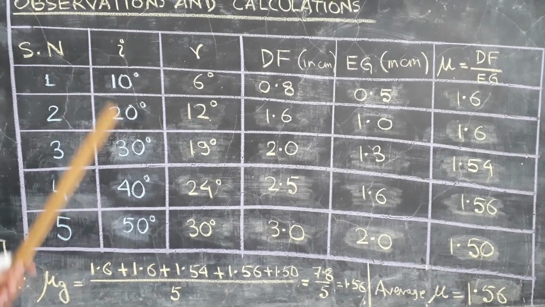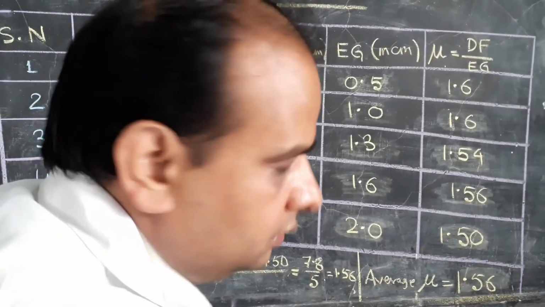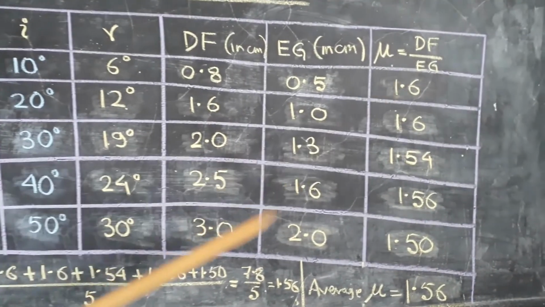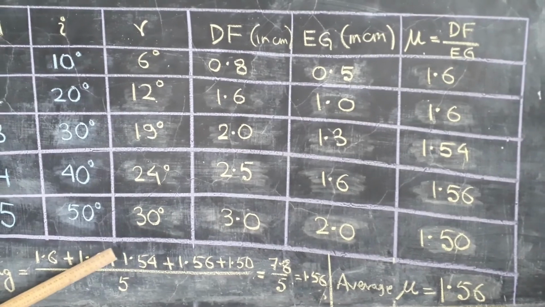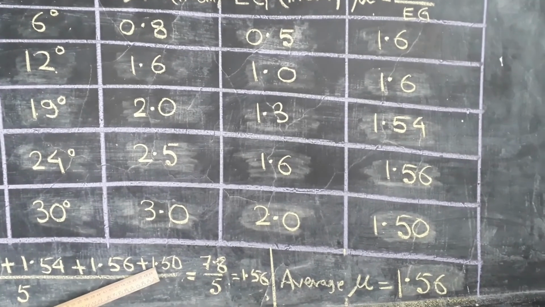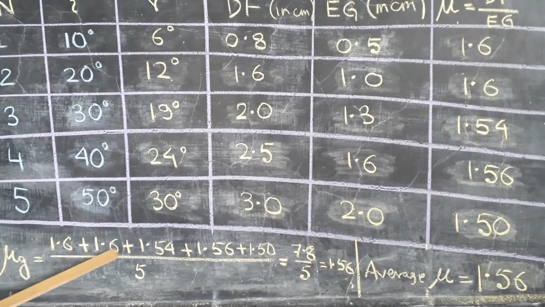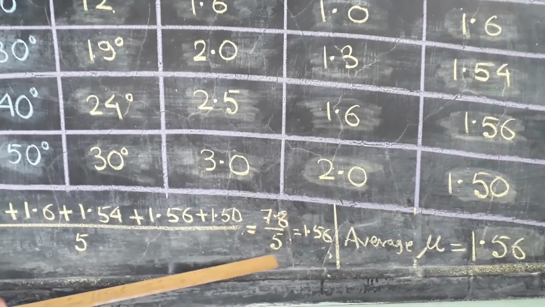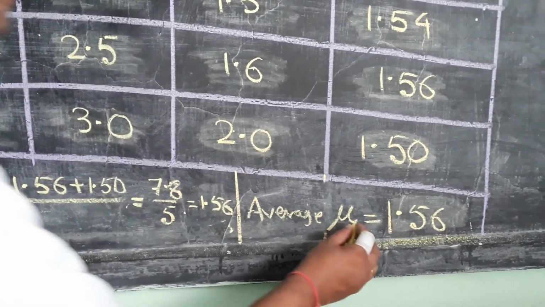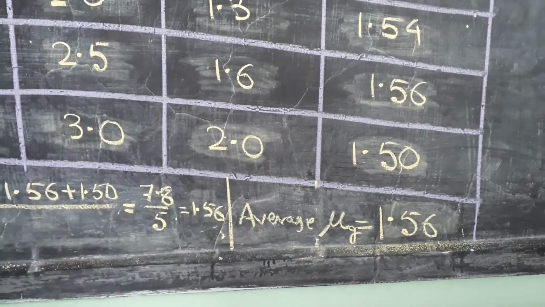Now, as we have performed 5 experiments, we must find the average value for mu, right? So for that, mu g is equal to the first value we have got 1.6, plus 1.6, plus 1.54. For the fourth observation we have got 1.56. For the fifth observation we have got 1.50, divided by the number of observations, which is 5. If we add all this, we will get 7.8 divided by 5, which is equal to 1.56. So the average value for refractive index of glass, experimentally, we have got 1.56.